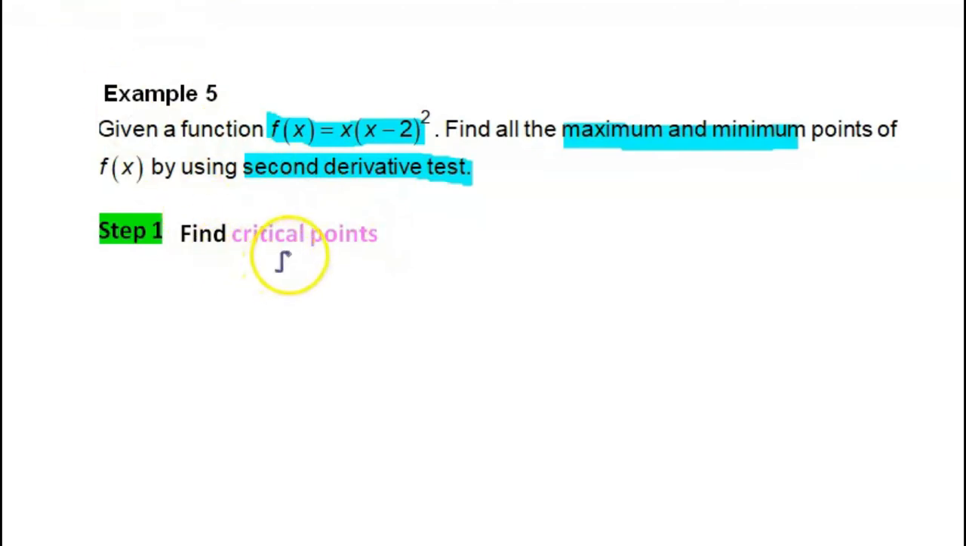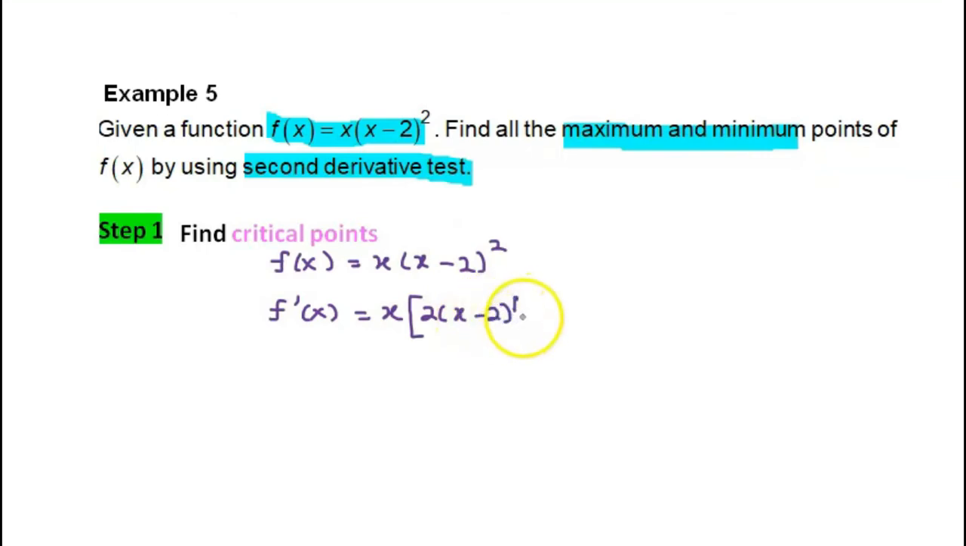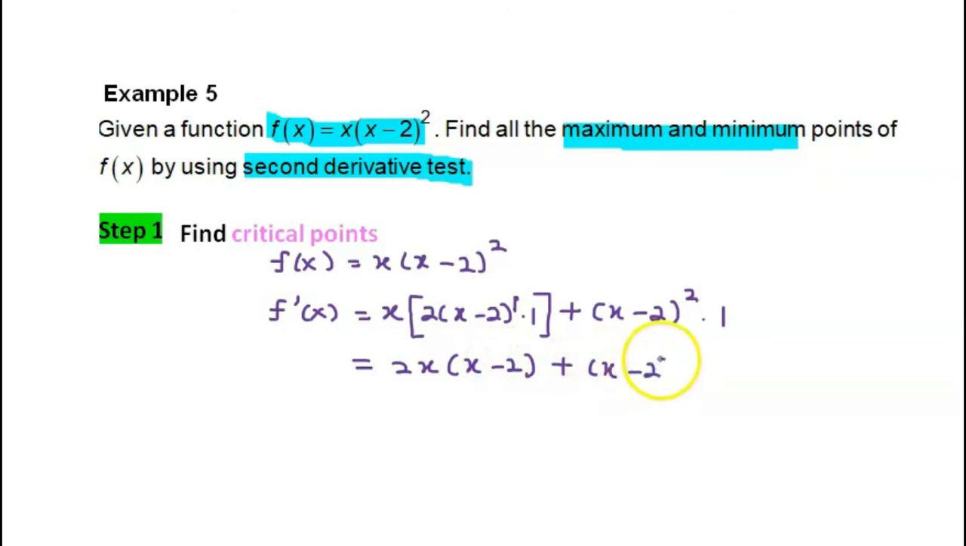For that, the function f(x), which is x times (x − 2) to the power of 2, needs to be differentiated using the product rule. So the product rule gives x times the derivative of the second function, which is 2 times (x − 2)^1 times 1, plus keeping (x − 2)² and times the derivative of x, which is 1. Simplifying this further will be 2x(x − 2) + (x − 2)².